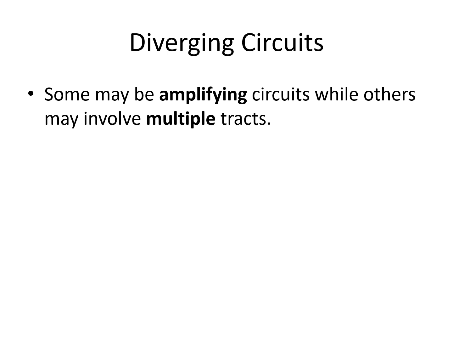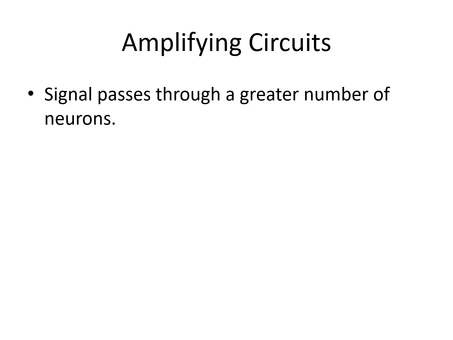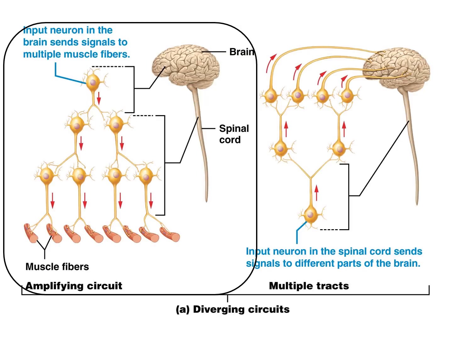So diverging circuits can be amplifying circuits, for example, in synapsing with different muscle fibers, or they can involve multiple tracks, like the second one where it was dividing and sending information to different parts of the brain. And so in an amplifying circuit, the signal passes through a greater number of neurons.